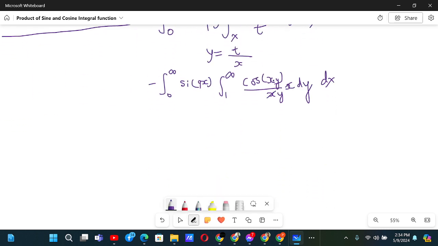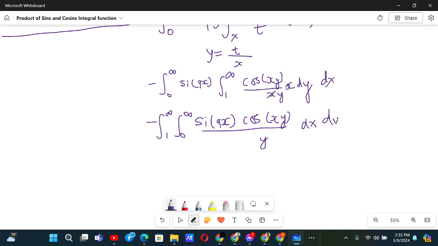We can also interchange the integrals. So we can take the constant inside and interchange the integrals: integral from 1 to infinity, integral from 0 to infinity, Si of qx cos of xy by y, and then dx dy. Now the cool thing in this is that 1 by y is just a constant, and thus 1 by y can be taken outside over here.